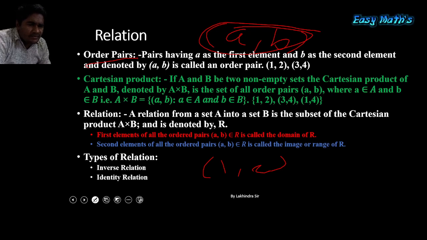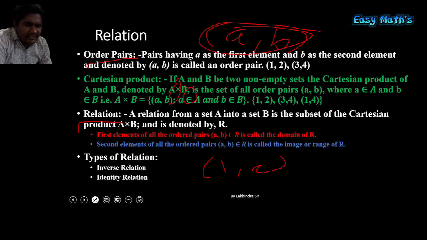What is Cartesian product? Suppose we have two sets, set A and set B, and we do the product, simply a product, but not the numeric product; this is a Cartesian product. Suppose the first one is set A and the second one is set B, then A cross B will be what? The first element will be from A and the second element will be from B. In this way the ordered pairs are generated, and this is said to be the Cartesian product.